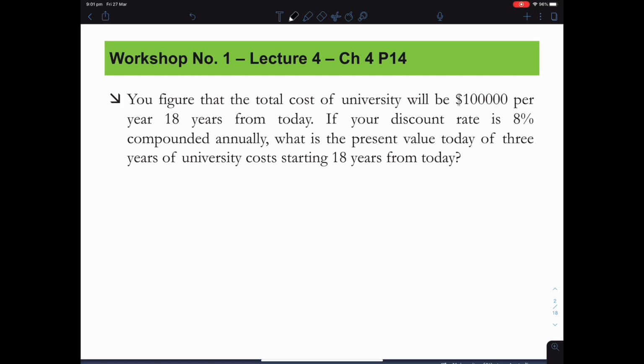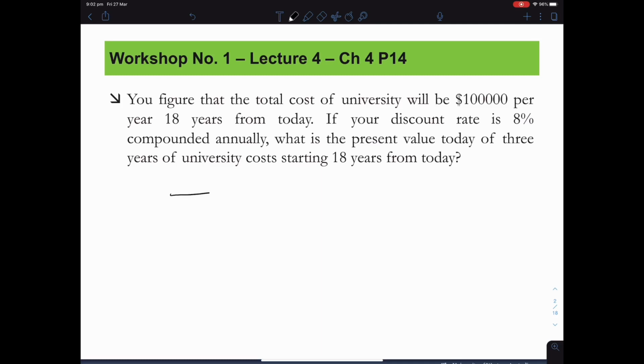So question 1, chapter 4, problem 14. You figure that the total cost of university will be 100,000 per year, 18 years from today. If your discount rate is 8% compounded annually, what is the present value today of 3 years of university course starting 18 years from today? So for those of you who have completed MFL test 4, you know that this question is very similar to one of the questions. All right, let's just do it together.